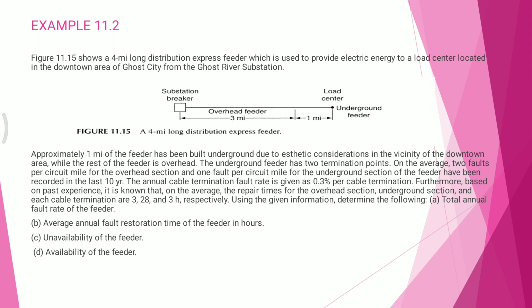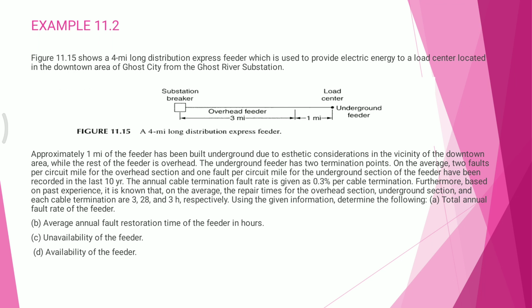Further, based on past experience, it is known that on average the repair times for the overhead sections, underground sections, and each cable termination can be given as 3, 28, 3 hours. That is 3 hours for an overhead section, 28 hours for an underground section, 3 hours for a cable termination. That is the average repair time.